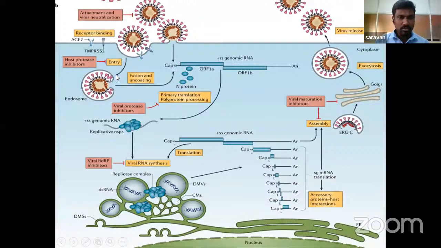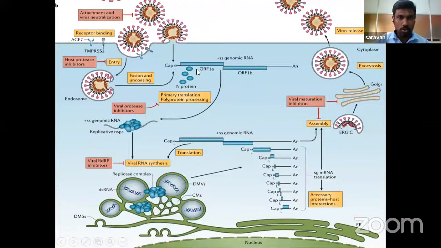Once the virus enters the human cell, there is a process of fusion and uncoating of the viral genome into the host cell. Here, two-thirds of the viral genome is contained in the first open reading frame of the viral genome.